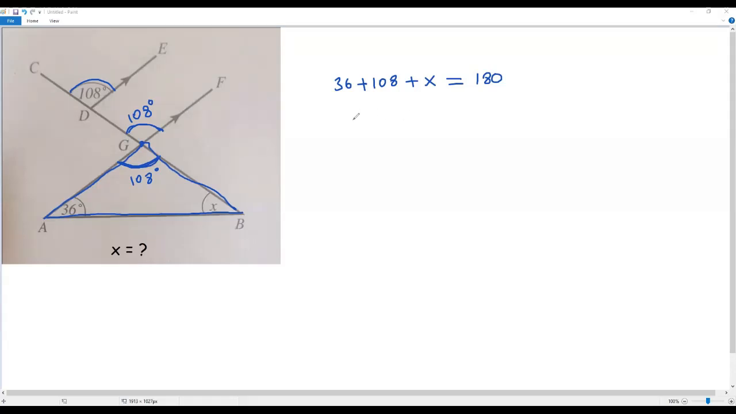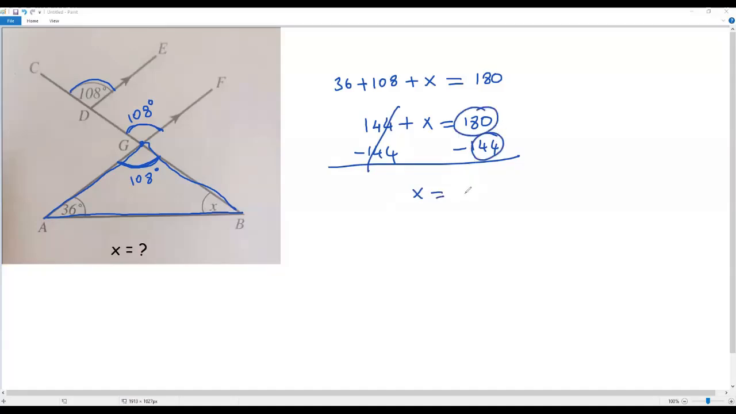Okay, now we have to solve for x in this equation. When I add 36 and 108, I'm getting 144 plus x equals 180. To solve for x, I subtract 144 from both sides. When I do so, the positive 144 and negative 144 cancel out. I'm getting x is equal to, when I subtract 144 from 180, 36. So the value of x in the given figure is 36.